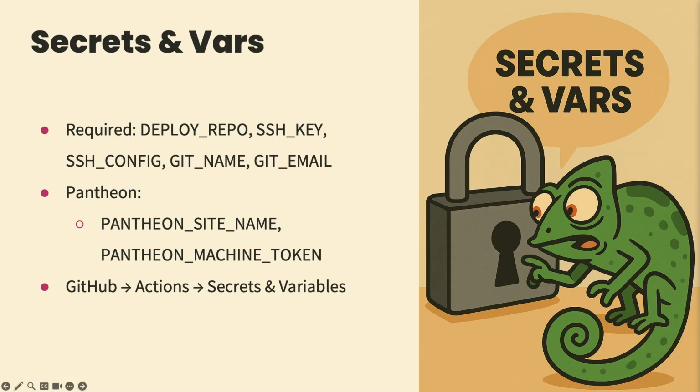And like any good deploy pipeline, Chameleon CI does need some secrets and variables to work its magic. The required ones are the deploy repo, which is the URL for your Git repo on the host, your SSH key and SSH config so GitHub can push, a git name and git email so the commit logs can be attributed to your deploy bot. And then for Pantheon, you need to add the Pantheon site name and the Pantheon machine token so we can run terminus commands and deal with multidevs. All of these go into your GitHub repo's actions, secrets, and variables.